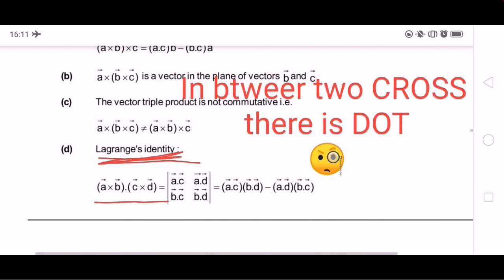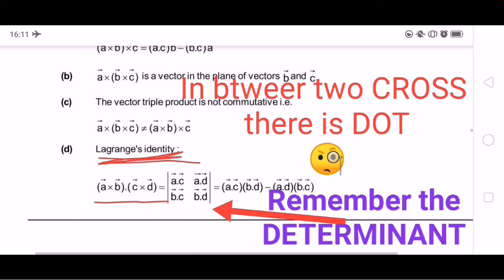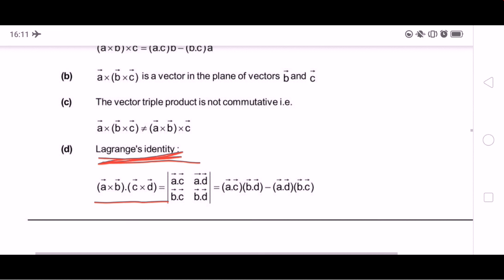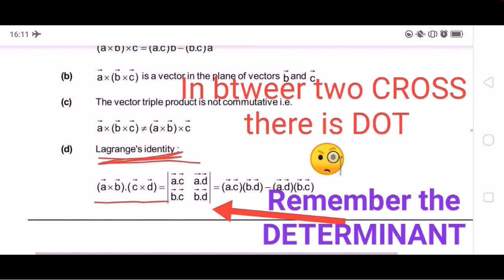Sir, what to remember from all these things? Simple. A cross B cross C formula. Then A cross B cross C will lie in the plane of B and C, and it's not commutative. And simply remember what is Lagrange's identity. That much is simple. In this lecture, nothing much is there, only 4 or 5 things. I hope it's clear, guys, right? Lagrange's identity is very important because this will be asked in the exams very often.